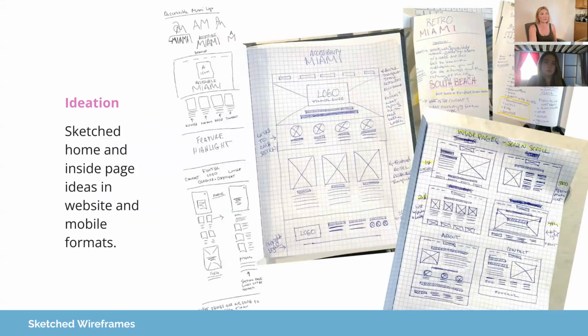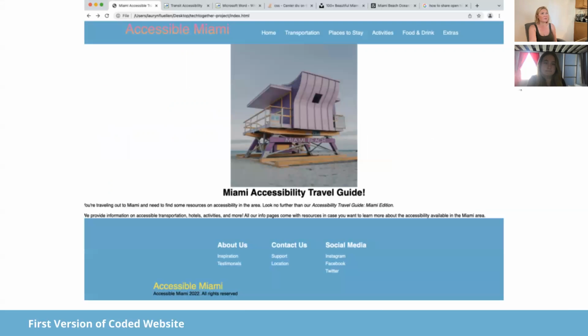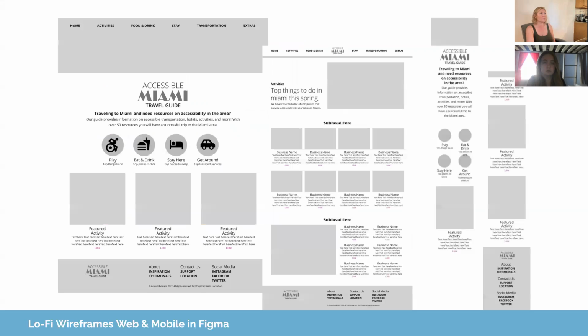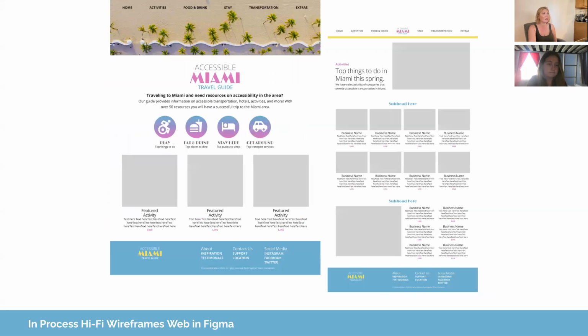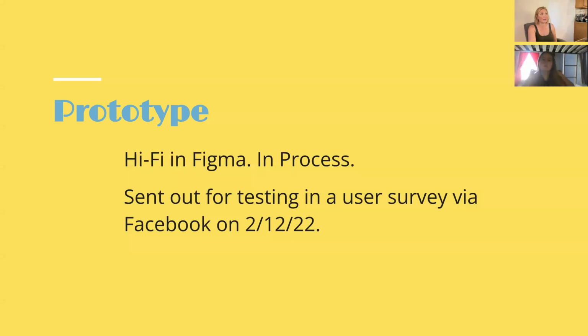Here's some sketches of the process. This was an initial website coded that we've been working on from this point forward. Here are some Figma black and white wireframes. I did prototype these as well. Here's what they look like starting in color. And here's the prototype.